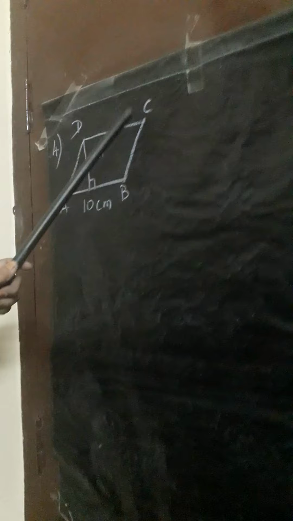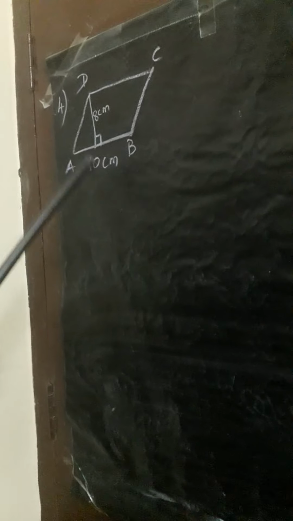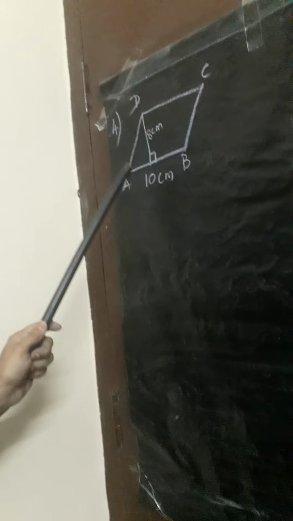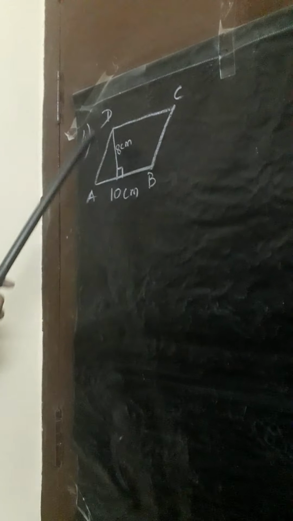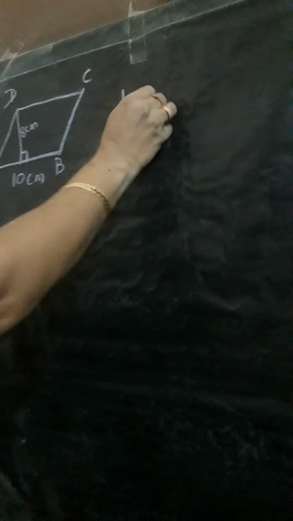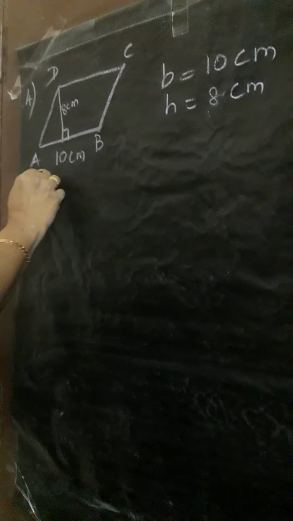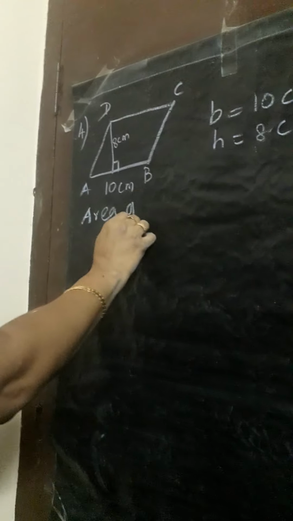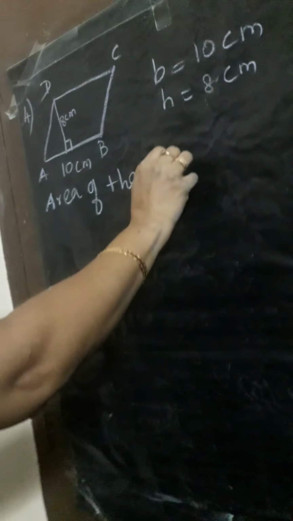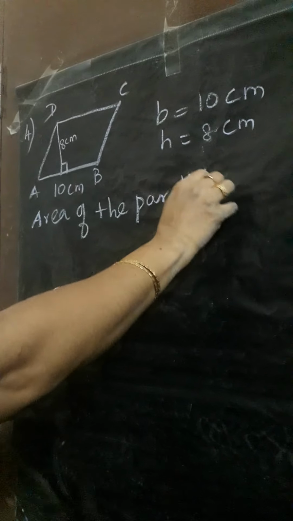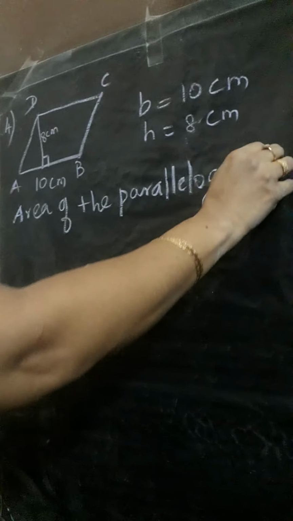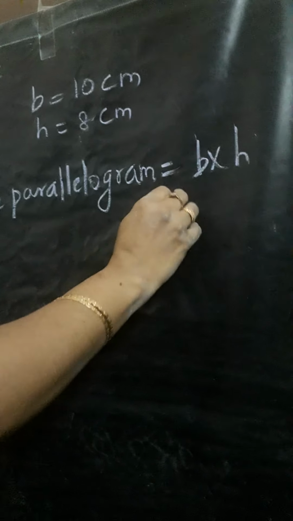Next sum. Here ABCD parallelogram is given. Base of the parallelogram equal to 10 centimeter and height of the parallelogram equal to 8 centimeter. So base B equal to 10 centimeter and height H equal to 8 centimeter is given. Here you find the area of the parallelogram. What is the formula for area of the parallelogram? Area of the parallelogram equal to B into H square unit.